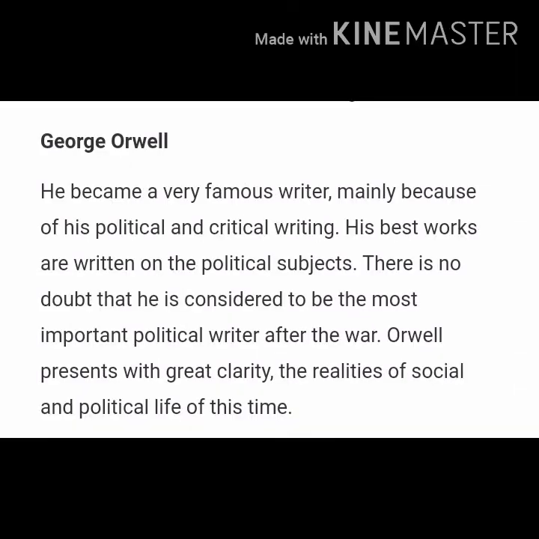George Orwell. He became a very famous writer, mainly because of his political and critical writing. Best works are written on political subjects. There is no doubt that he is considered to be the most important political writer after the war. Orwell presents with great clarity the realities of social and political life of this time.